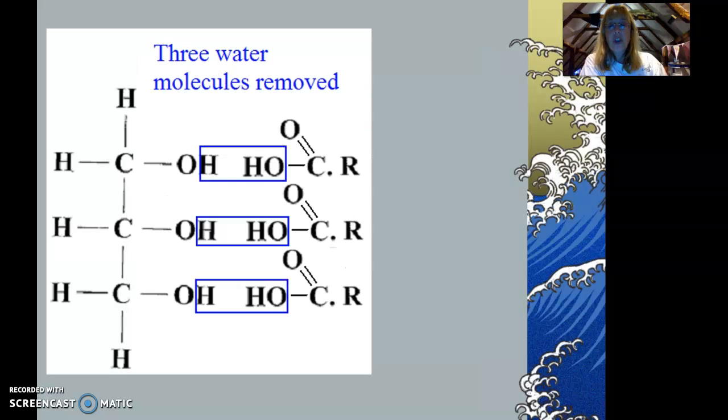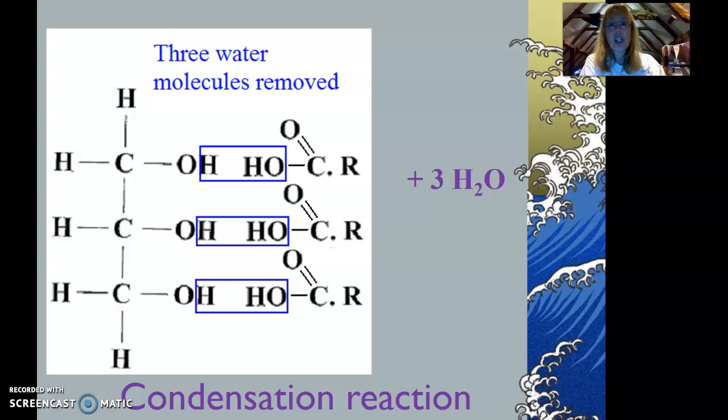There we go. The water molecules, so it's the hydroxide from the carboxyl group and the hydrogen from the hydroxide group, are going to be removed, and I'm going to end up with 3 waters. And of course this is known as a condensation reaction. Pause the video and copy this down.